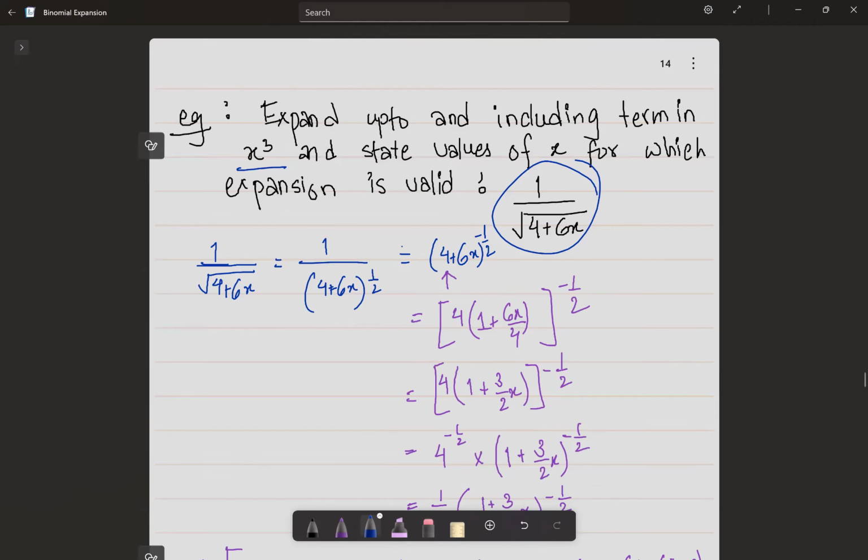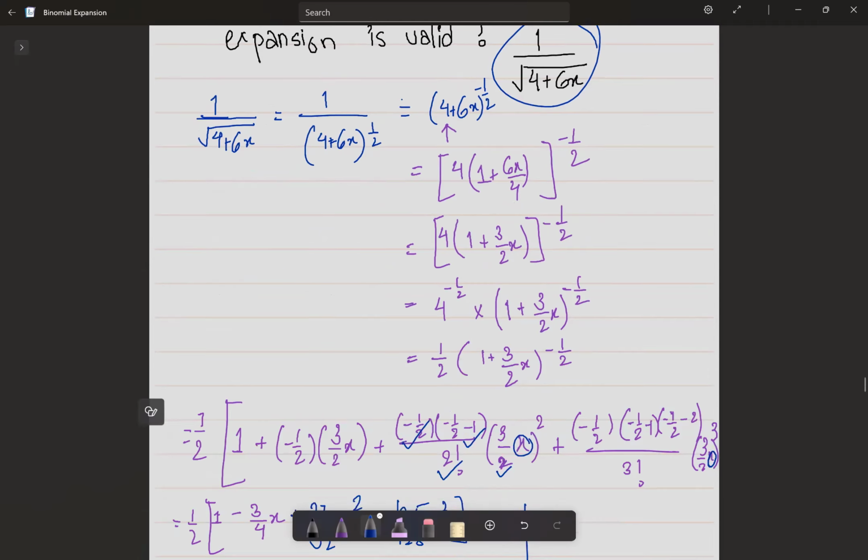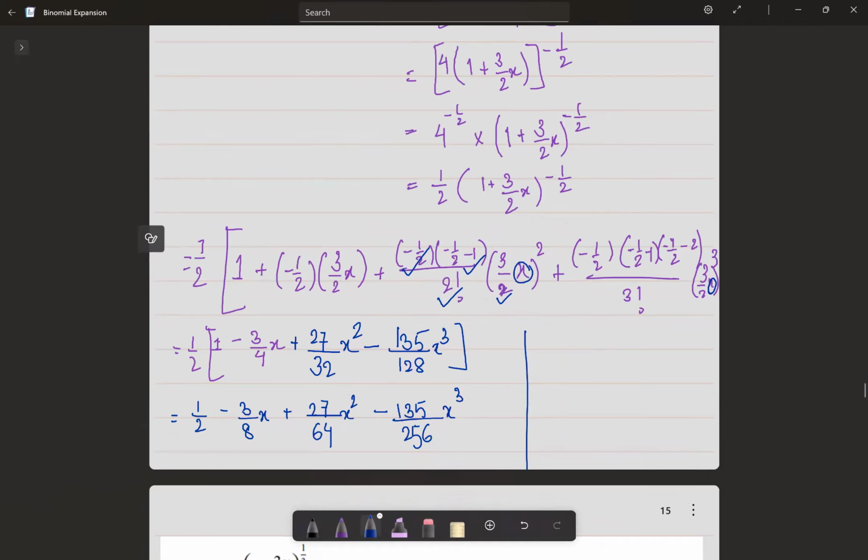We have seen that in order for the expansion to be valid in case of negative or fractional powers, the second part must be in between minus 1 to 1. The absolute value of this one should be less than 1. So it should be |3/2 x| less than 1. So it gives you |x| less than 2 by 3.